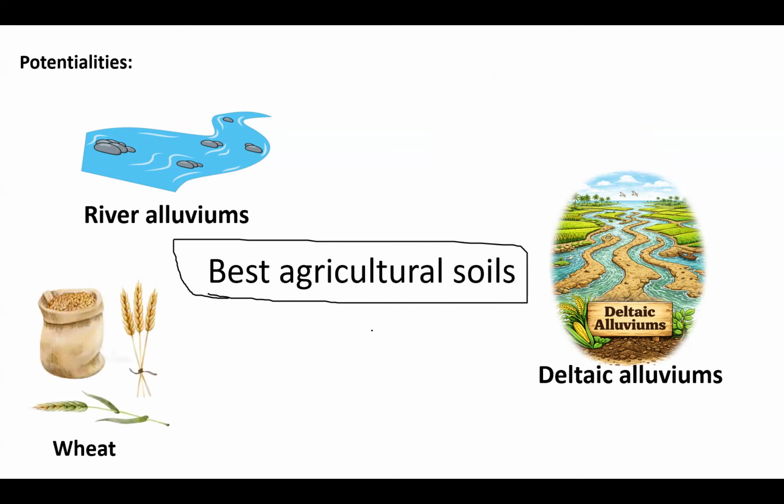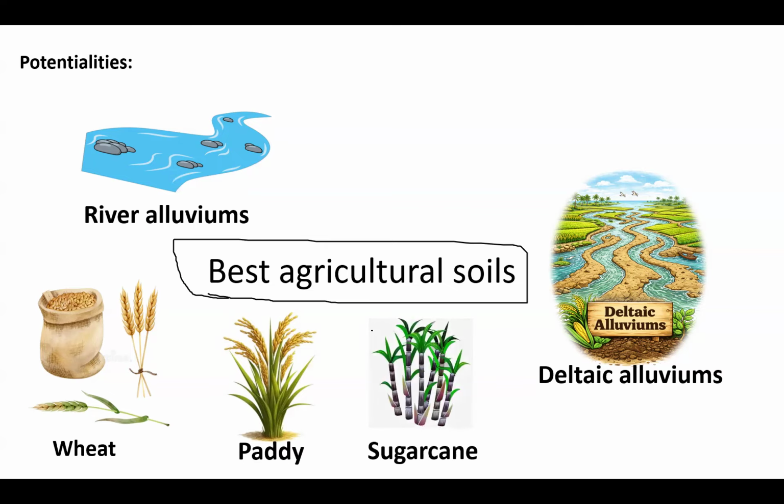So due to this advantage, diversified crops can be grown, like wheat. We can grow paddy, very popular in the Mahanadi Delta regions, and sugarcane also can be grown in this type of soils. So overall, along with all these advantages, there are some constraints also. What are the constraints and how do we manage them?